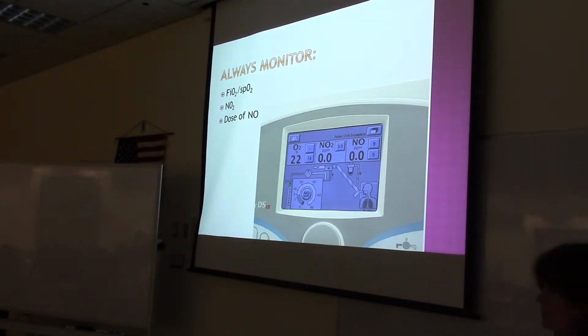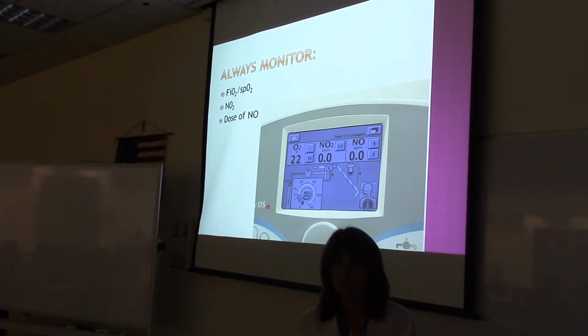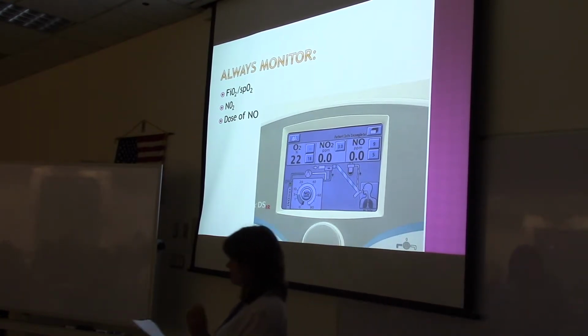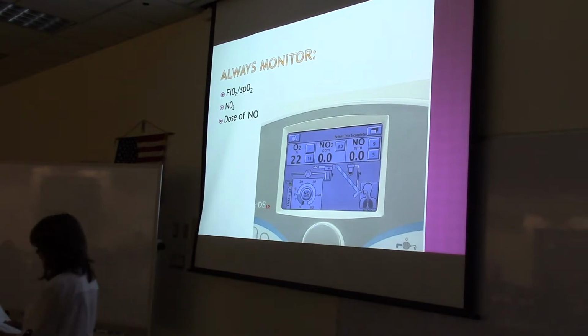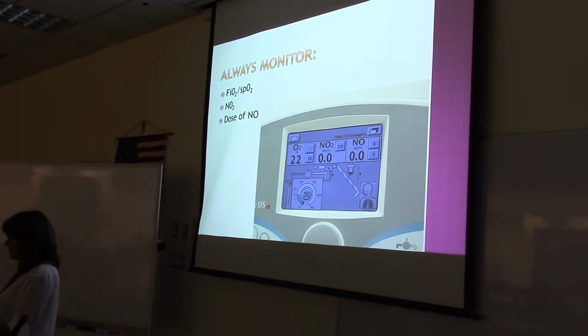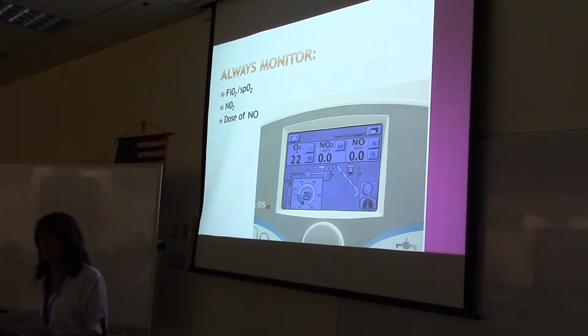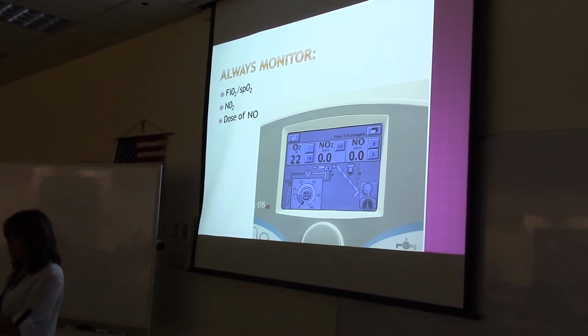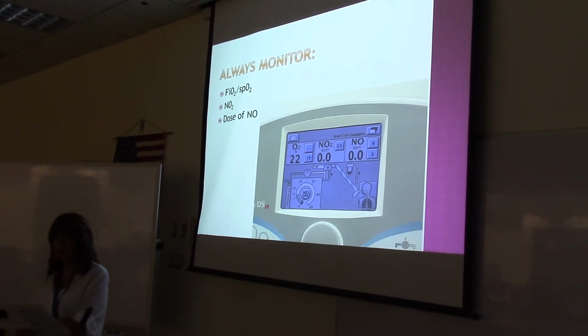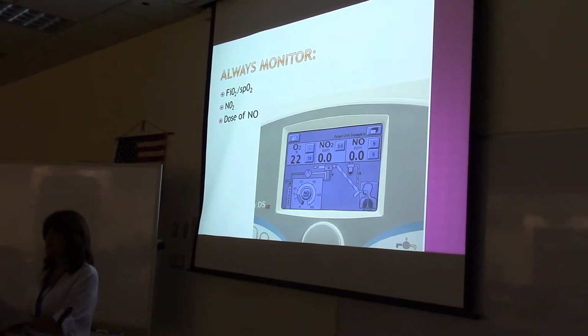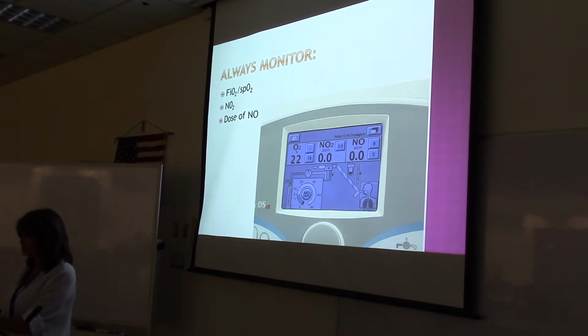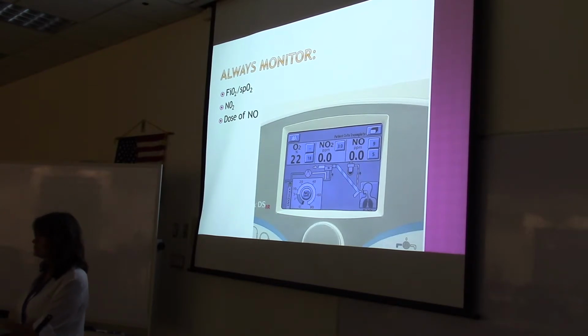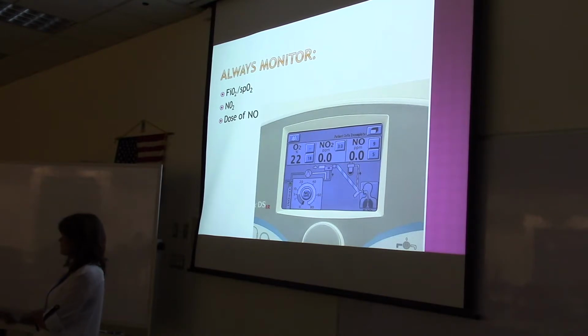I forgot to have you write some notes for this. There are some things being monitored: the FiO2, nitrogen dioxide, and the dose of nitric oxide. Write down where it's being monitored. There is a sampling port near the patient, on the inspiratory limb of the ventilator circuit.